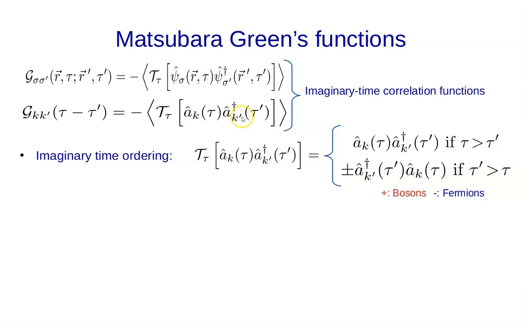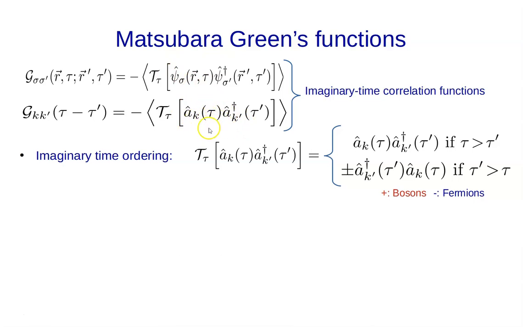And here's the more, in both cases, if the Hamiltonian doesn't have any explicit time-dependence, so it is a constant, then both these functions would be a function of only the time difference, tau minus tau prime, just like in the real-time case.